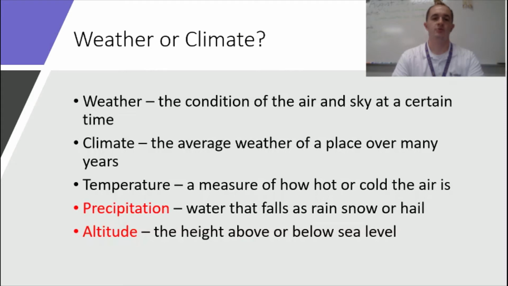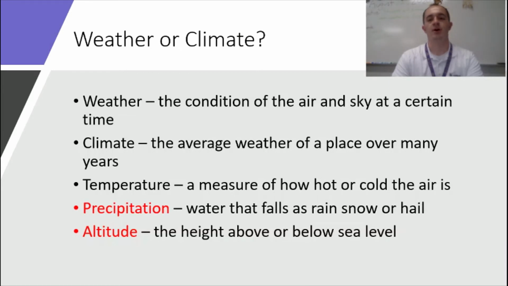Climate is the average weather of a place over many years. So weather is about a specific time. Climate is an average of that over a long period of time. So several years, if it's raining for several years, that adds up to the climate, or if it doesn't rain for a long period of time, then you have a desert climate.